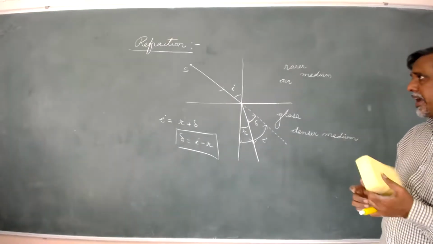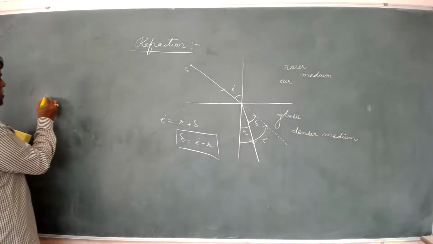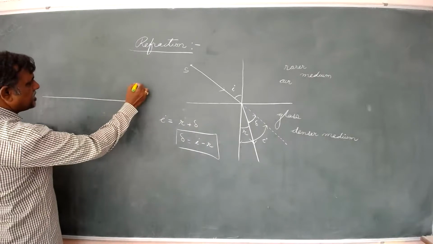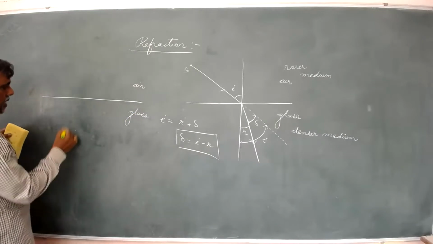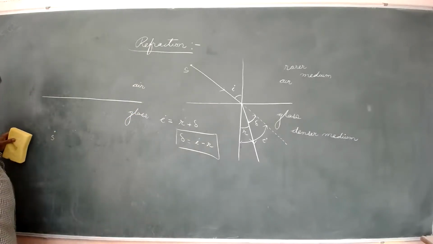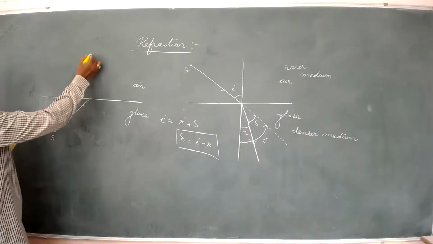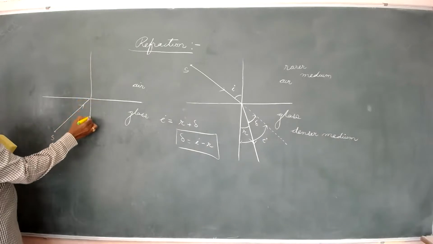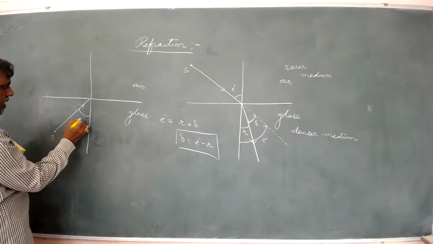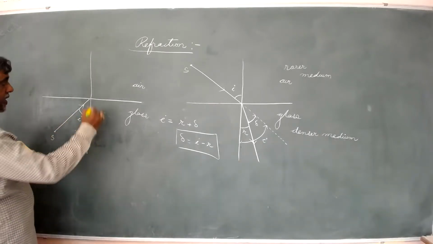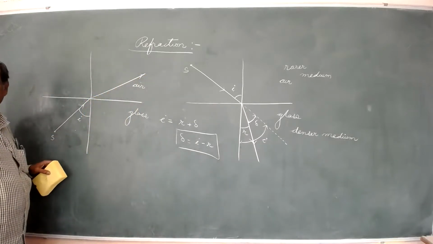Same thing when the light ray passes from denser to rarer. I will be showing that situation here. Look at this. This is air, which is a rarer medium, and this is glass, which is a denser medium. I am taking the source of light here. The light ray is passing in this direction. If I draw one perpendicular, which you call the normal, the angle between the incident ray and the normal is the angle of incidence. The light ray will be passing away from the normal like this. Away from the normal.